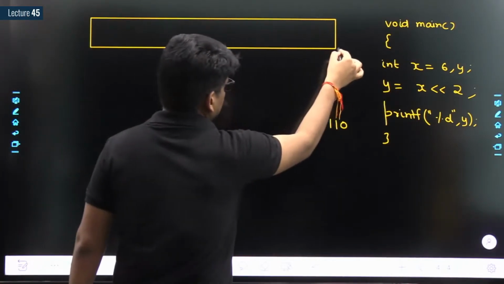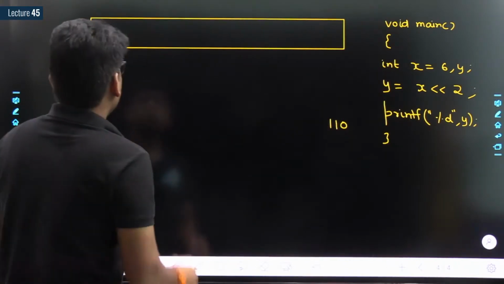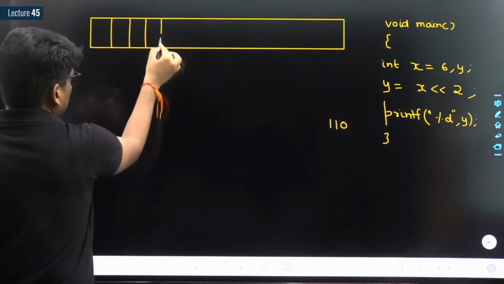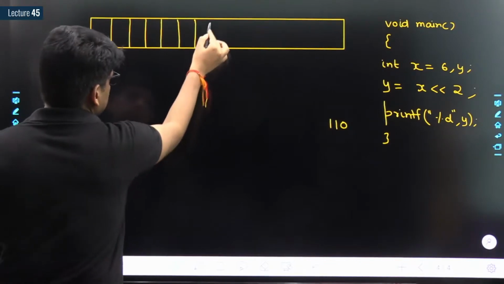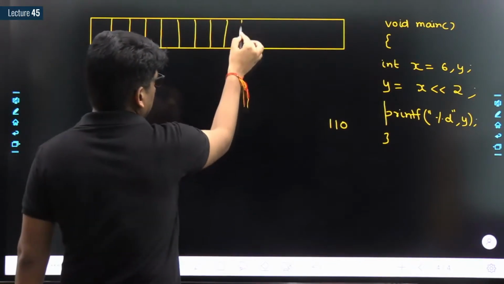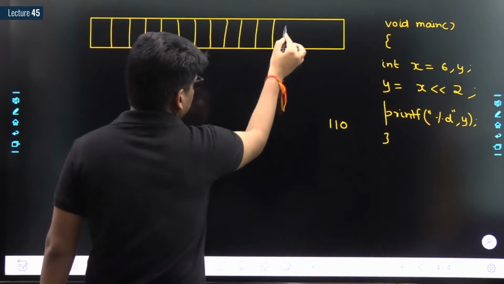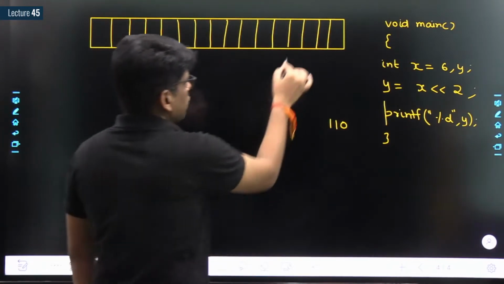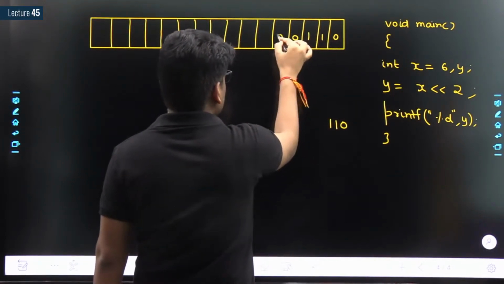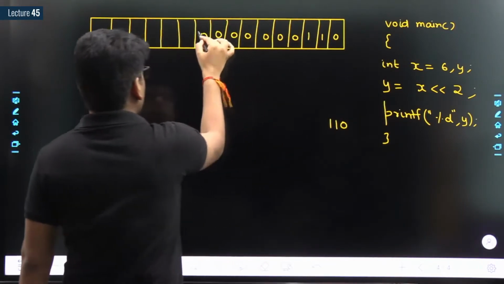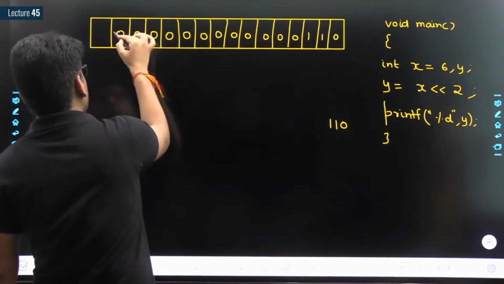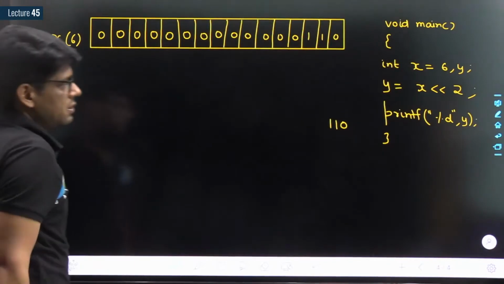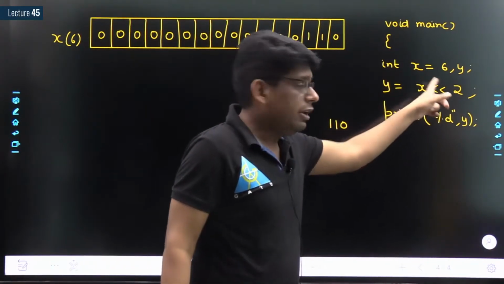Okay, let me remove this because we don't have enough space, sir. So, let me write in 16 bits. 1, 2, 3, 4, 5, 6, 7, 8, 9, 10, 11, 12, 13, 14, 15. Okay, so we have 1, 1, 0, and the remaining bits are all zeros. Okay, sir, so this is X, or you can say 6. Sir, we need to shift it 2 times.